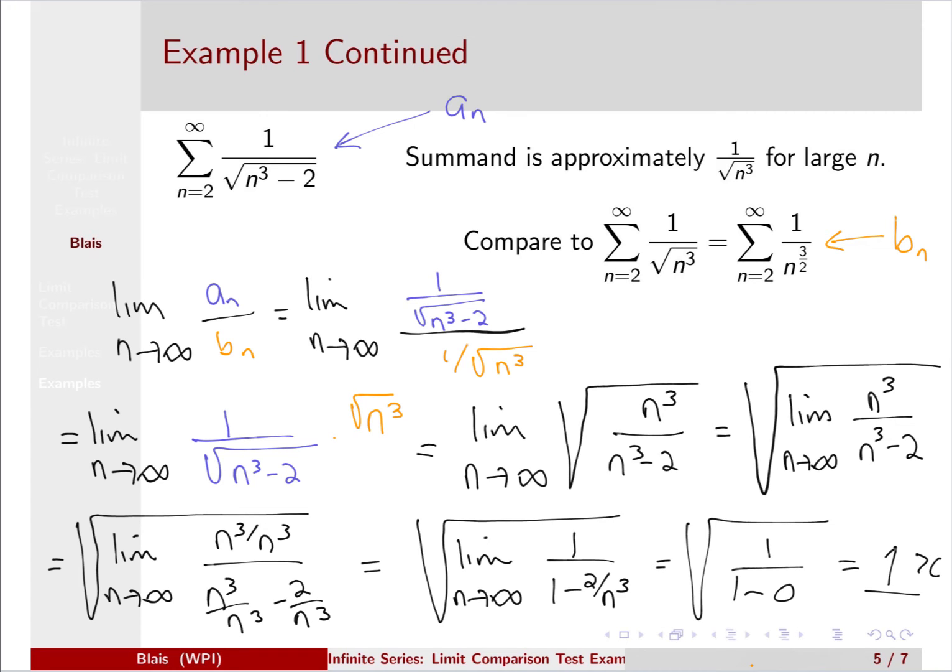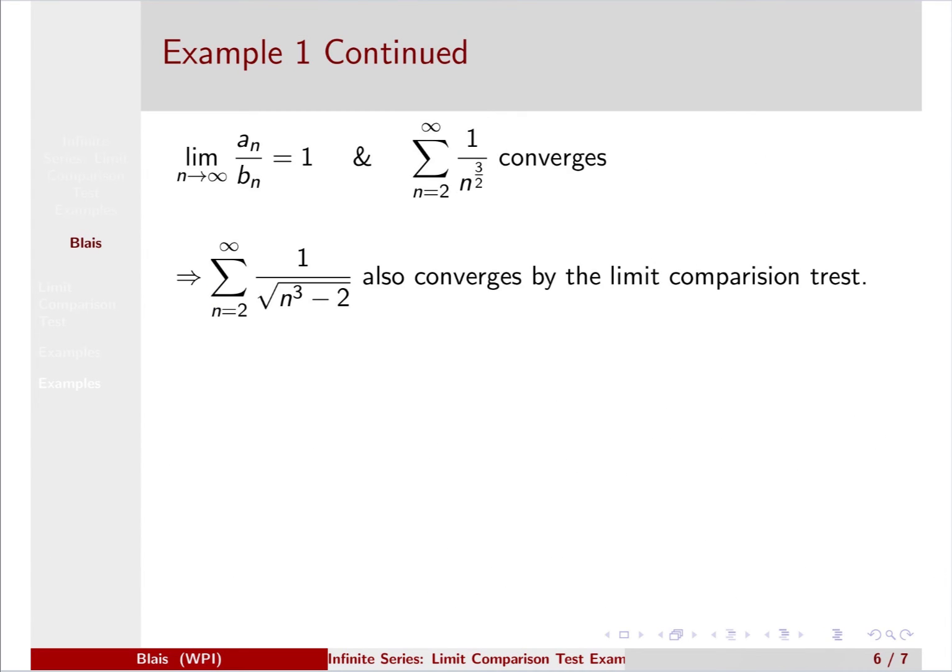And of course 1 is greater than 0, and so we have established the condition that we need to conclude that our given series will converge by the limit comparison test. To recap what we've done, we've established that the limit as n goes to infinity of the ratio of our terms from our series is 1. The new series we worked with is a convergent p-series, and these two things together for the limit comparison test ensure that our given series also must converge. So this is a very common way to use the limit comparison test.